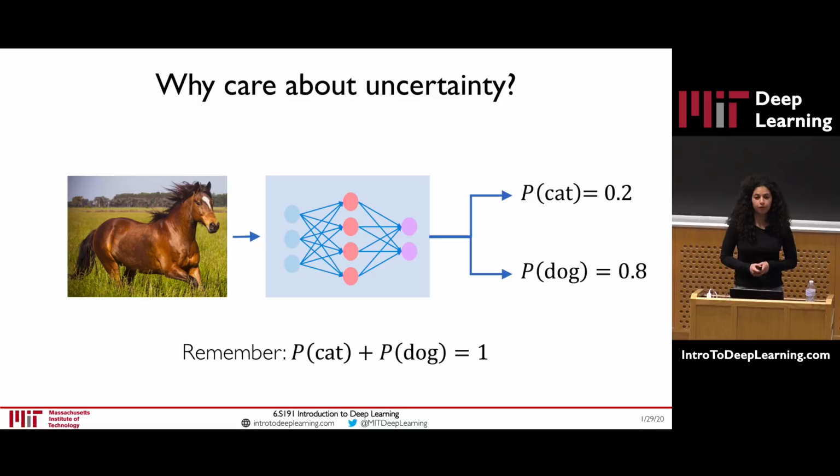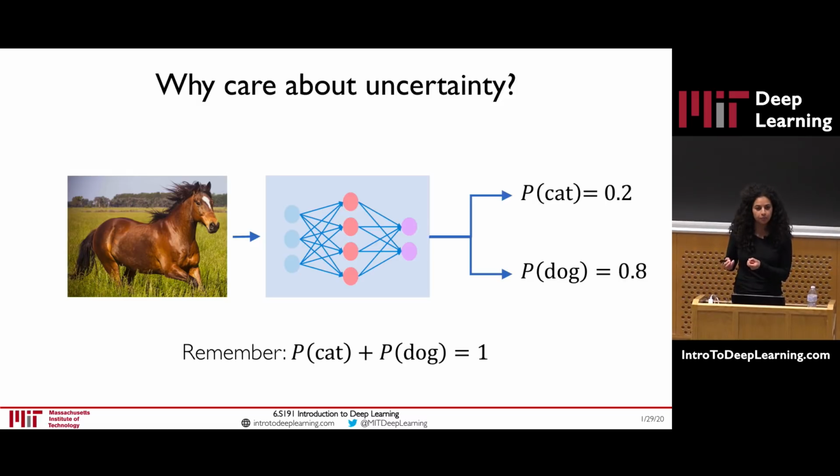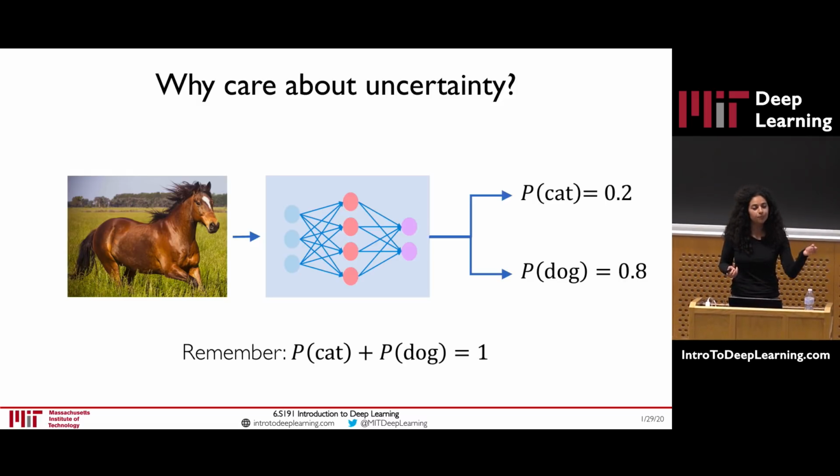But what happens if we feed the network an image of a horse? It's still going to output a probability that that image is a cat or that it's a dog. And because probabilities have to sum to 1, they're going to sum to 1, right? So this is a clear distinction between the prediction of the network, and how confident the model is in that prediction. A probability is not a metric of confidence.